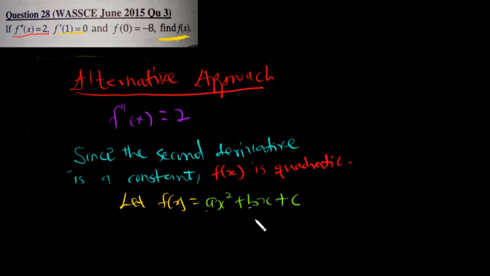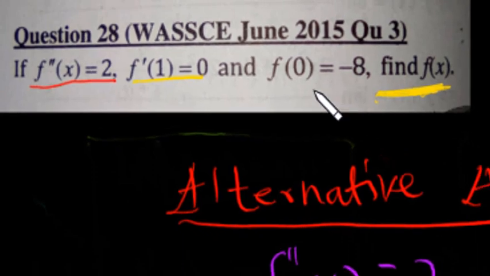If you look at the first one that I solved, I began from f prime prime, integrated, and I had f of x. This time around, because I am saying let the function be f of x, I'll rather start from f of x. If I look at what I've been given, I was told that if I put 0 into the function, I get negative 8. That is the third equation that we see over here in the question.